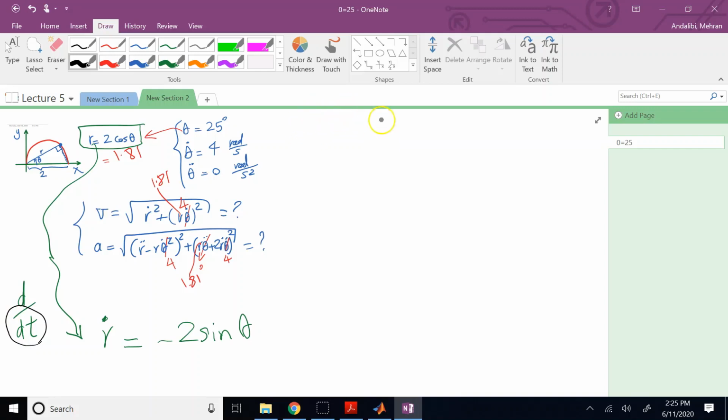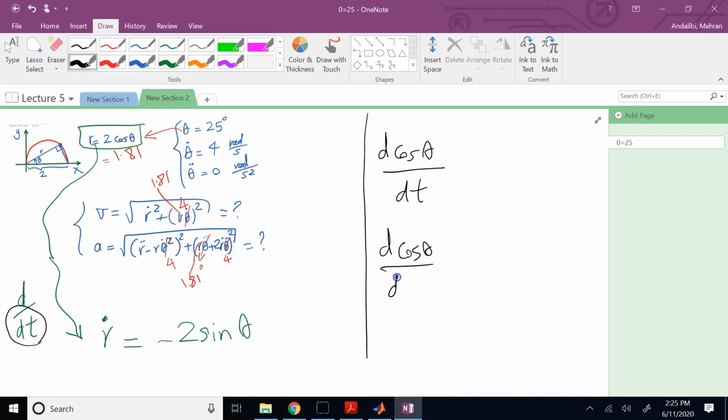Why? Because you're taking the derivative of cosine of theta, but with respect to time. Well, yes, if I had derivative of cosine of theta with respect to theta, the function with respect to its own variable, that was negative sine theta. But here I'm taking derivative of a function with respect to another variable. And the only way to carry this and find it is using the chain rule.